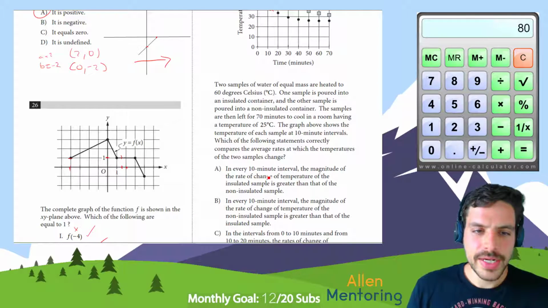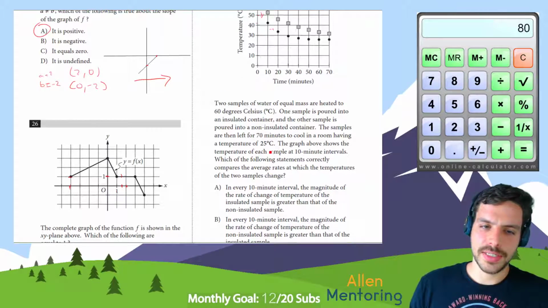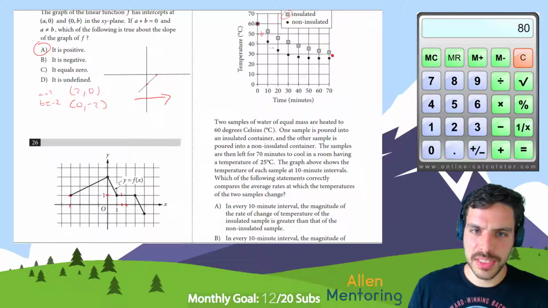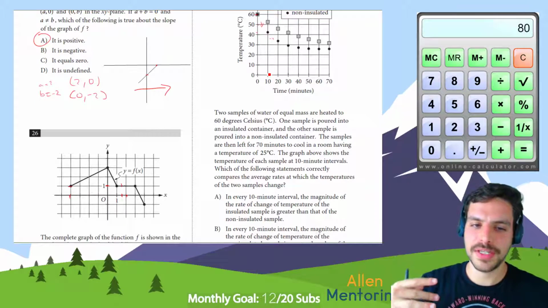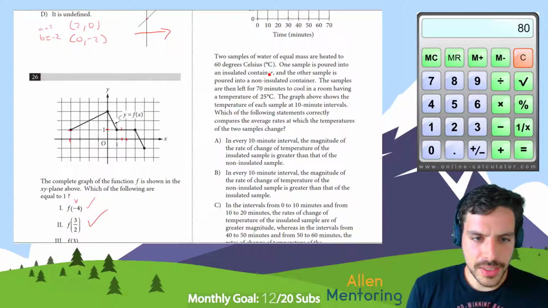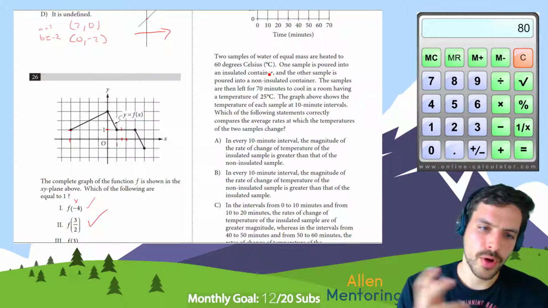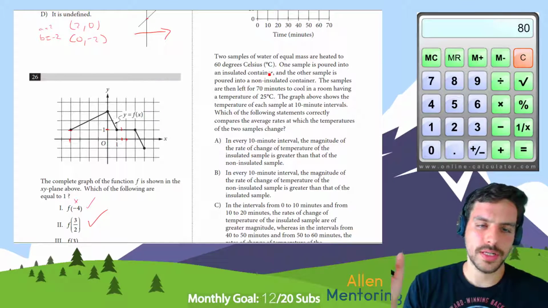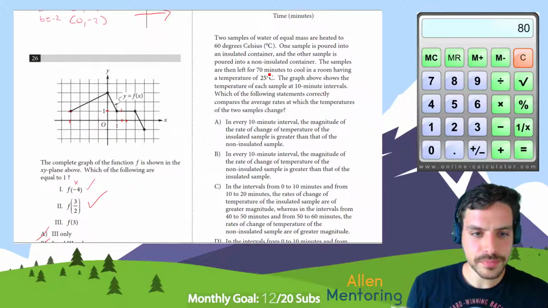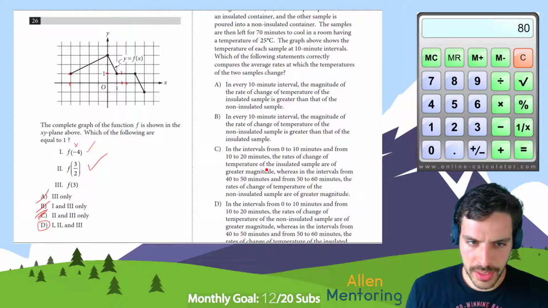So A, in every 10-minute interval, the magnitude of the rate of change of temperature of the insulated is greater than that of the non-insulated. That's not true, right? Because we see in the beginning, the non-insulated goes much, much faster down. B, in every 10 minutes, the magnitude of the other one is greater. So that's not true also, right? At every point, it's not always greater. So this is what we're looking for here.